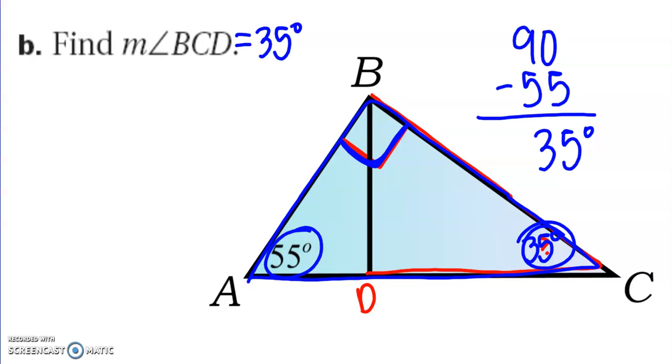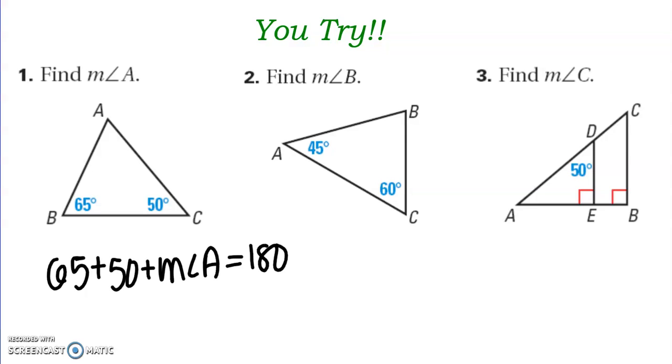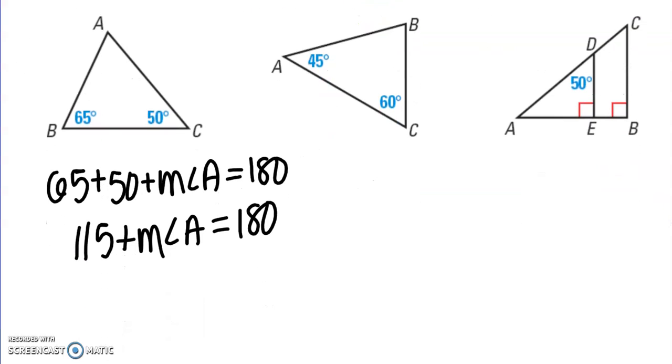If you want to check, just make sure 90 plus 55 plus 35 adds up to 180 degrees. So to find the missing angle measures here, we know that the three angles add up to 180. So we can do 180 minus 65 minus 50. I'll just write out the equation. So if we add these together, we get 115. So then 180 minus 115 is 65 degrees.